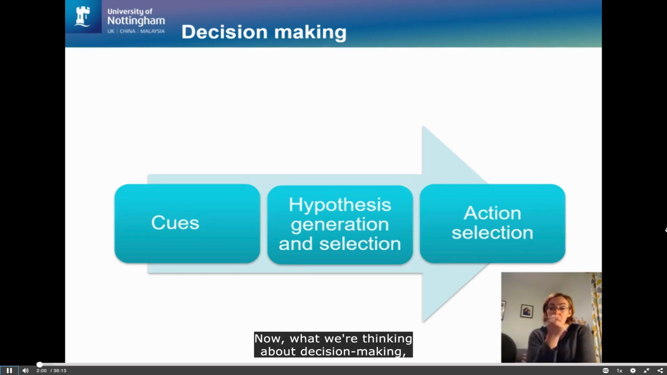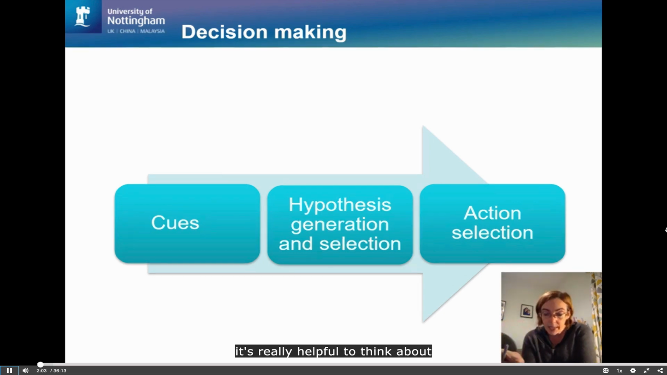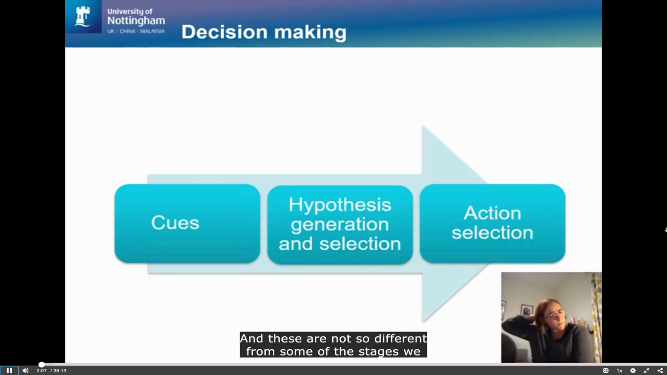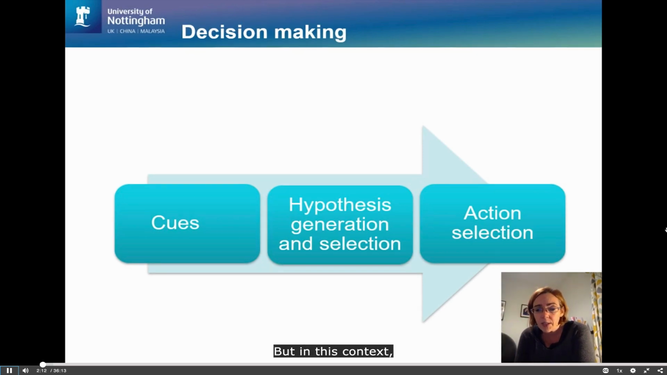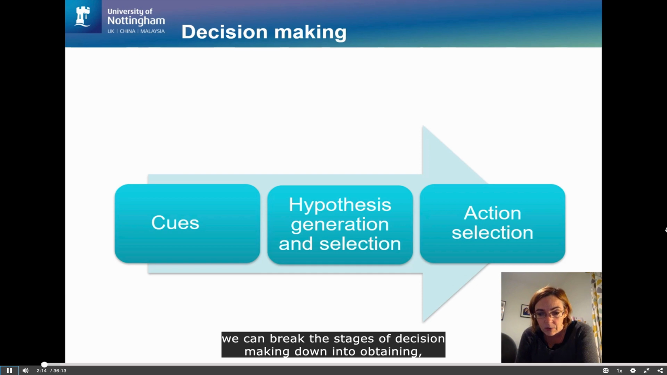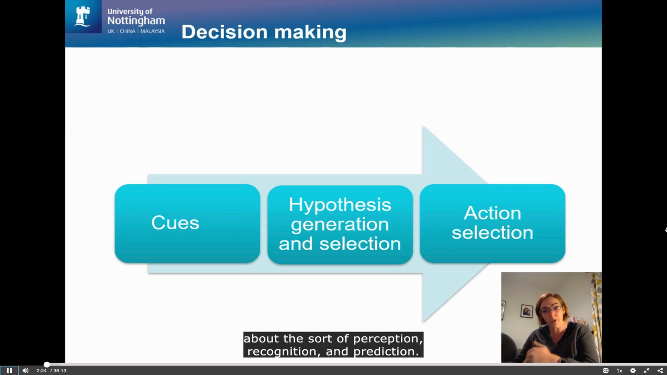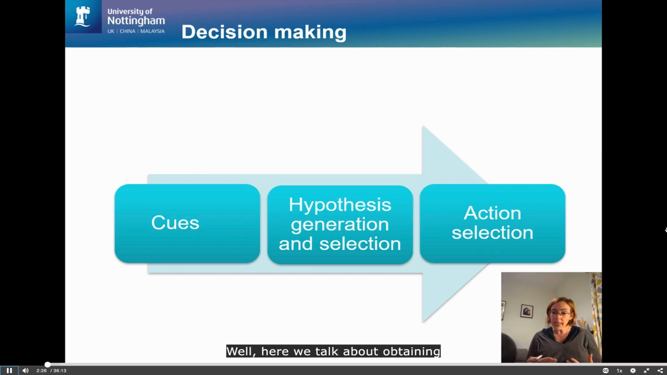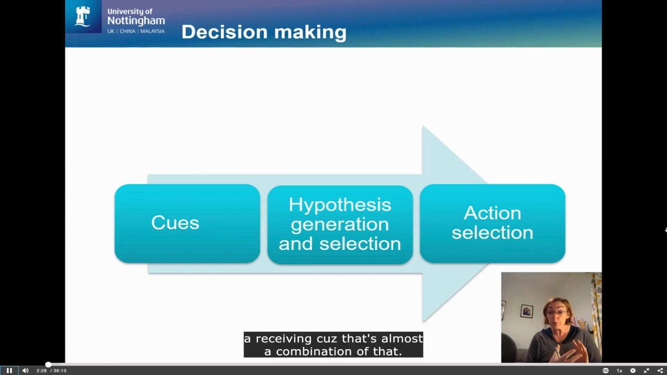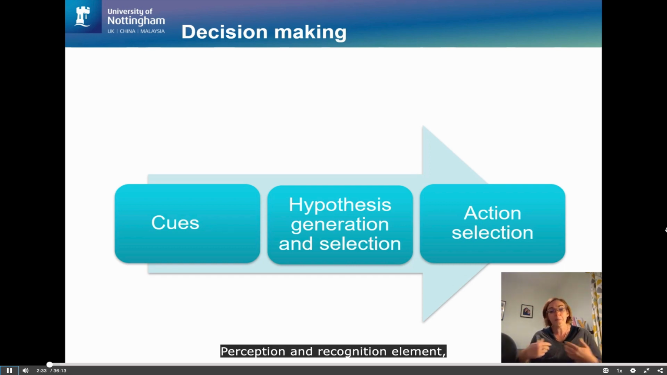Now, when we're thinking about decision-making, it's really helpful to think about the stages that we work through. And these are not so different from some of the stages we thought about when we were talking about human error. But in this context, we can break the stages of decision making down into obtaining and receiving cues, a bit like with situation awareness, where we talked about the sort of perception, recognition, and prediction. Well, here we talk about obtaining and receiving cues, so that's almost a combination of that perception and recognition element.